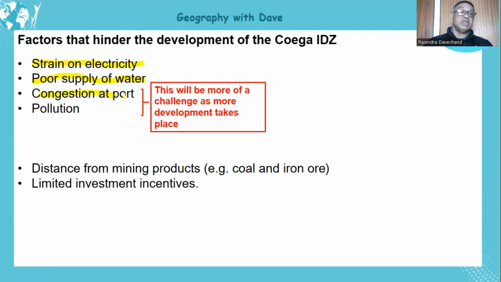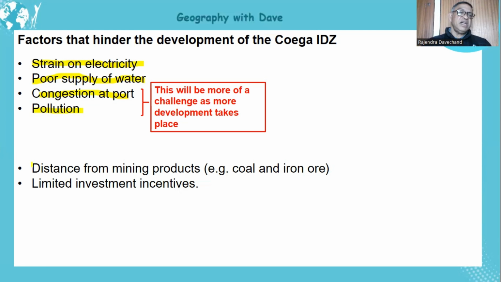Congestion at the port of Nkura, and this will get worse if more development takes place. And then, of course, the pollution that could arise from all these activities, and with the new pollution laws, where you are fined, this may discourage certain investors who don't want to pay those fines. So these are realities that do happen.